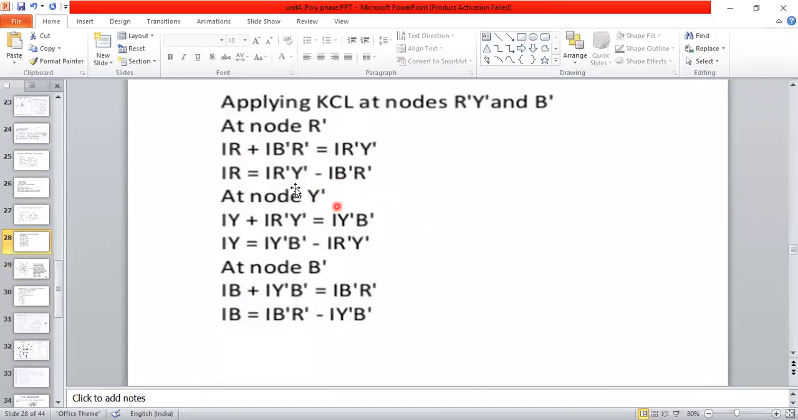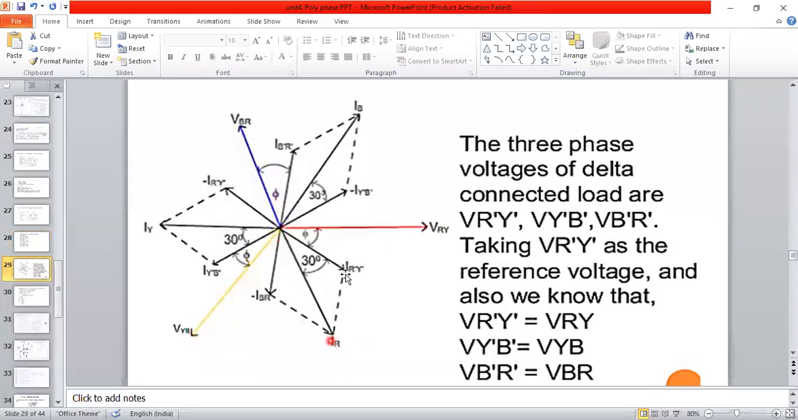IR is the resultant of this positive IR'Y' and negative IB'R' value. So here IR is nothing but IR'Y' minus IB'R'. The resultant of that will give the value of the line current. IR value it is going to give here. This is the resultant of these two phases, which will give the line current value.